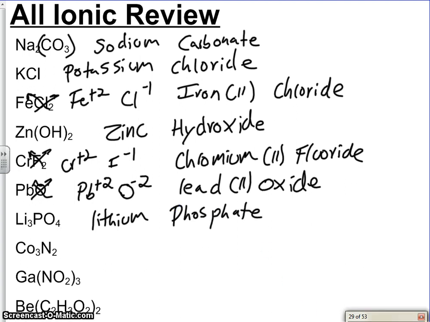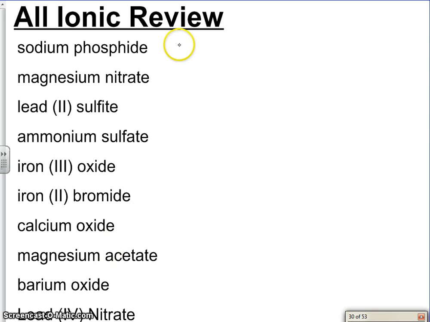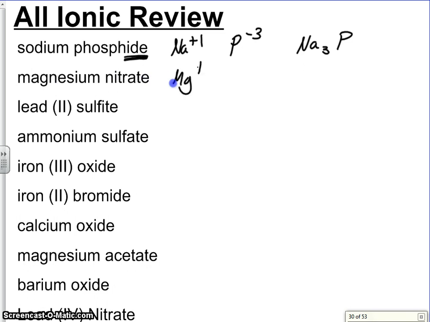Okay, and you kind of get the basic gist of it. Let's work these backwards. Sodium is Na plus 1. Phosphide, notice the ending ide tells me phosphorus minus 3. Cross and swap, Na3P. Magnesium is Mg plus 2. Nitrate, ate ending tells me polyatomic ion, which is NO3 minus 1. Cross and swap, Mg(NO3)2.